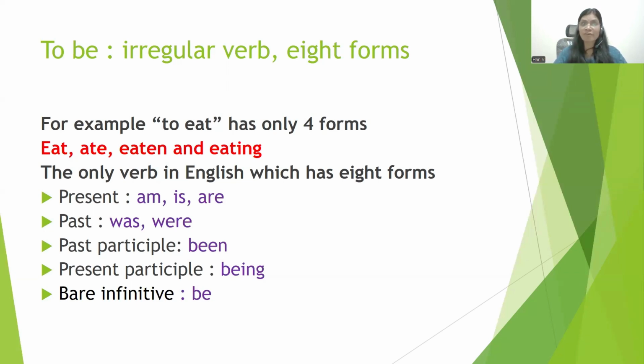So look at the present forms. Am, is, and are. I'm sure you're very well aware of this. And past forms are was and were. Past participle form is been. Present participle is being. And the bare infinitive is be. So today, I will focus on the present forms, but in our future lessons, we will try and understand the past forms, past participle form, present participle form, and also the bare infinitive.